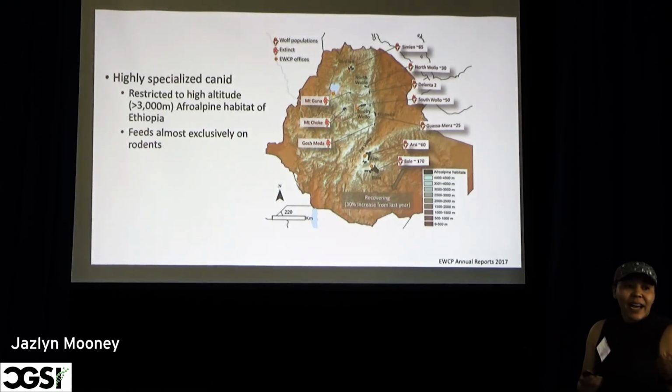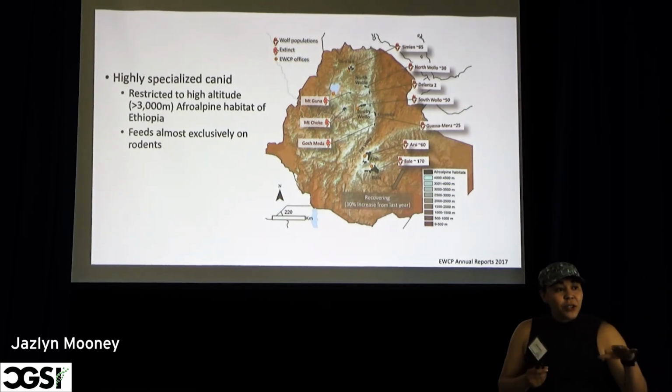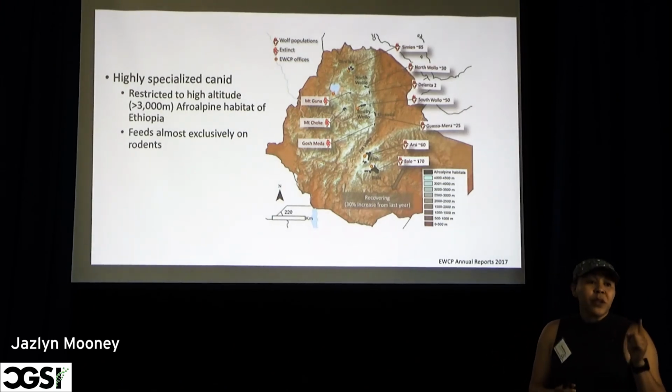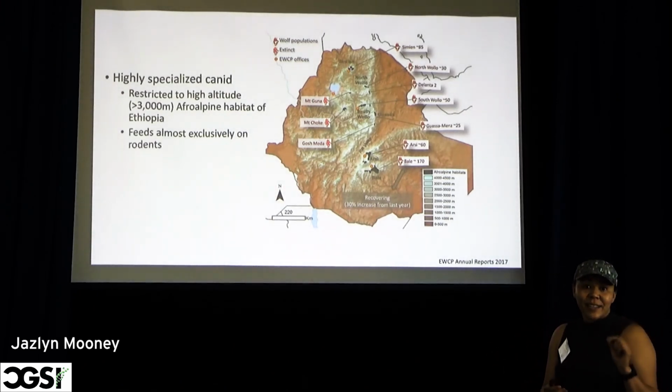Also, their diet is highly specialized. They feed almost exclusively on rodents. They have a pack structure, so basically there's around 2 to 18 individuals in a pack, and there's only one female who's mating in that pack at a time.